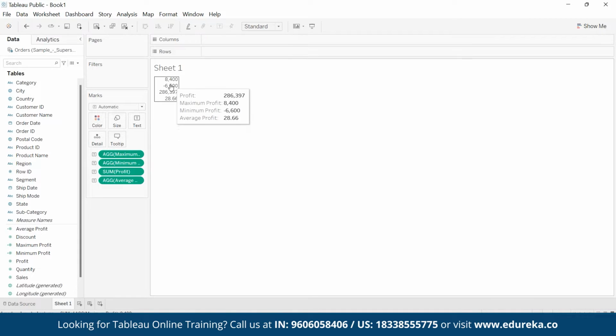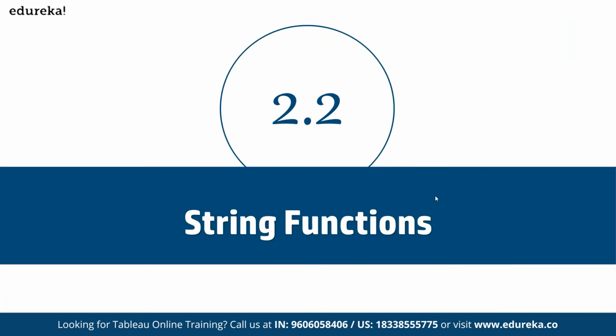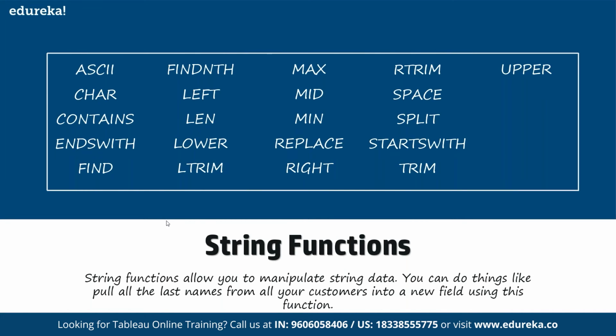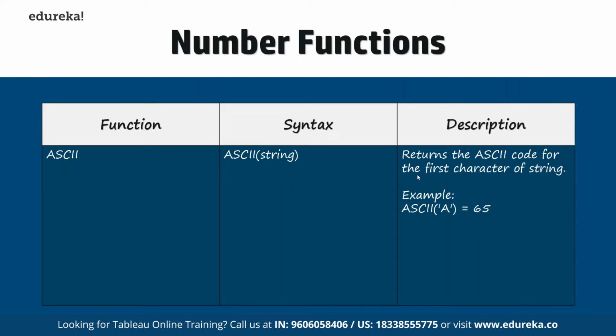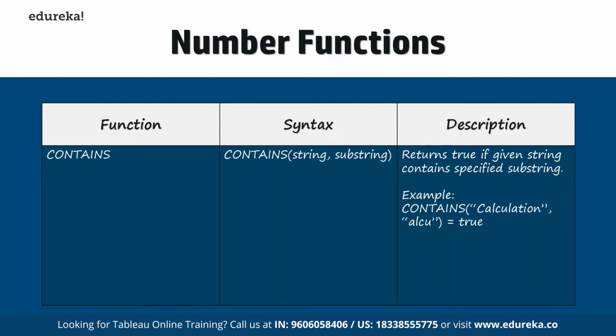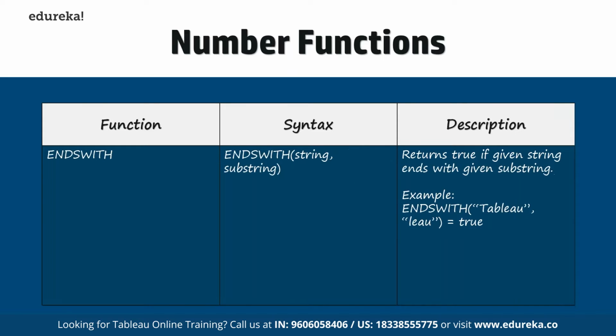So these are numerical functions, which help you to manipulate numbers. Then we have string functions, which help us manipulate string data. So many functions are there, each with a different purpose. ASCII returns the ASCII code for the first character in the string. Character, given the ASCII code, will give you the character. Contains will tell you whether or not a field contains a substring. Ends with will check whether a given string ends with a certain substring that you mention.